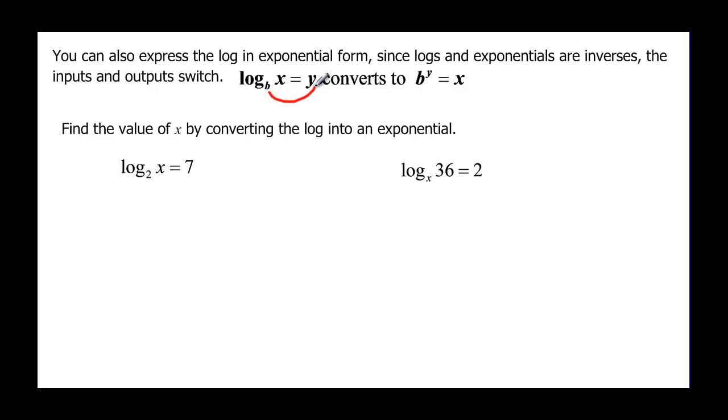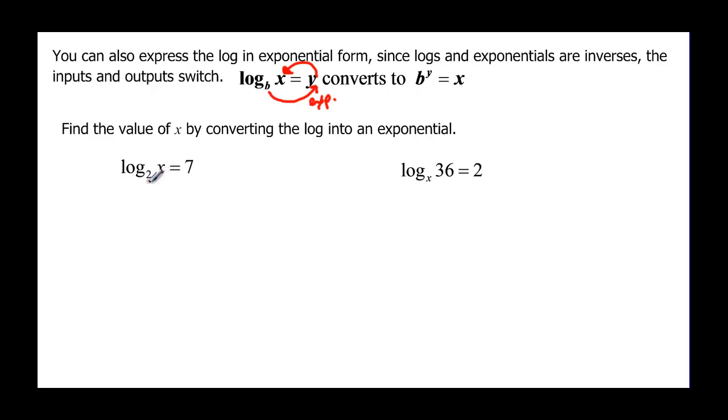You hop across the pond to get the exponent. Remember, that's the exponent over here. And then you hop across the equal sign to get to the other side. So you start with your base. We hopped across to find our exponent. And then we hop back across to get to what it's equal to.